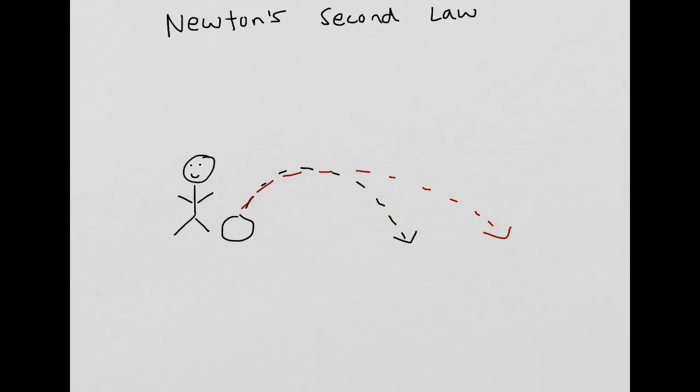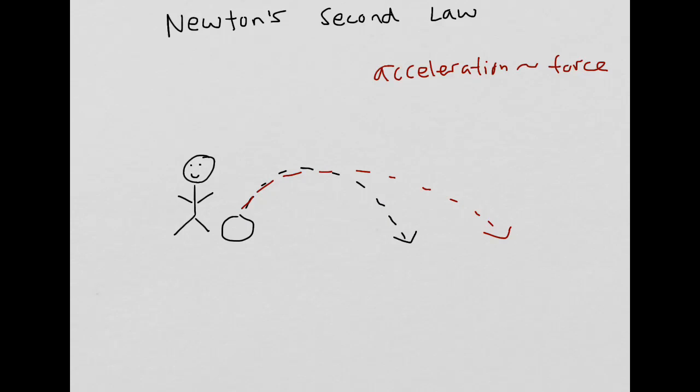So I can write this statement. Acceleration is proportional to force. And that squiggly line in the middle means proportional. So they're not equal to each other, but they are in proportion, meaning that when one increases, the other increases. And when one decreases, the other also decreases.